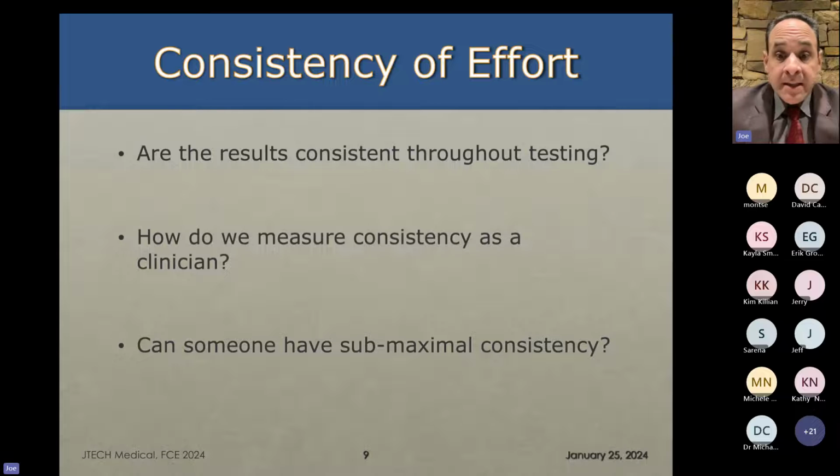Can someone have sub-maximal consistency? I think absolutely yes, right? There's a research study which I cannot find currently, but with repetitive hand gripping, if someone's told to consistently do a sub-maximal hand grip, there's a high probability that they can do that. They can consistently do 50% of their maximum if taught to do so, or consciously doing so. So just because you're consistent doesn't mean you're doing your maximum ability.